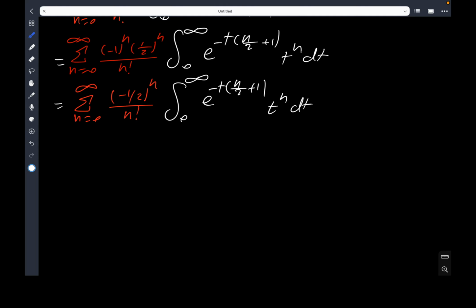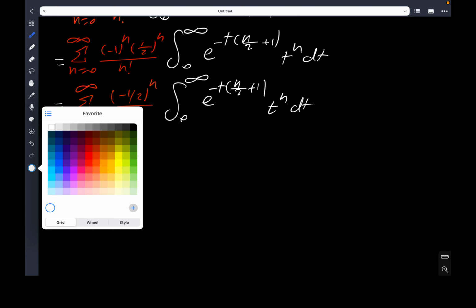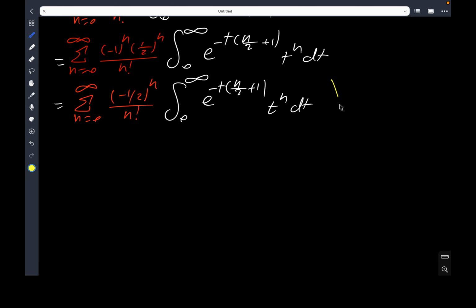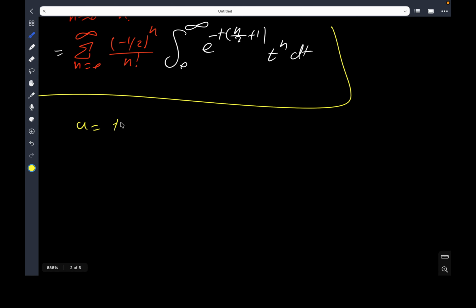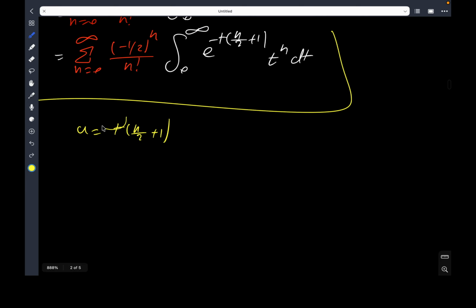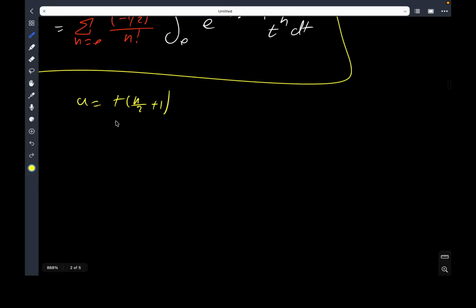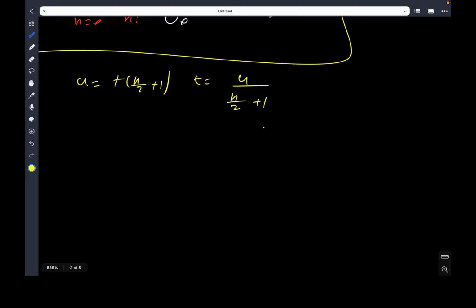Now, I'm going to do another substitution here. I'm going to say u equals t times (n/2 + 1). My bounds are going to remain the same because infinity multiplied by a constant is still infinity. And thus my t is going to be u over (n/2 + 1). And my du is going to be dt times (n/2 + 1). Thus my dt is going to be du over (n/2 + 1).